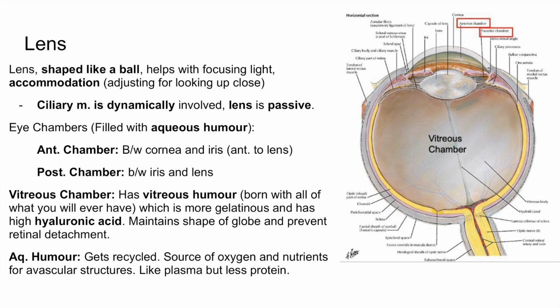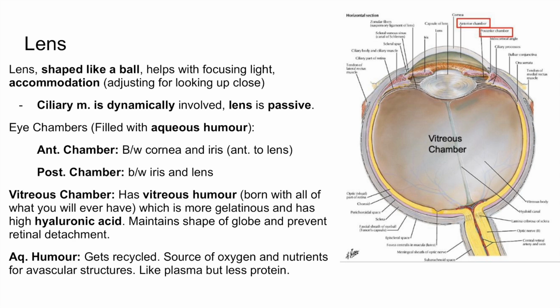Now, shifting to chambers of the eye, the anterior and posterior chambers are both filled with what's called aqueous humor. And this is a clear fluid that functions similarly to plasma but has less proteins and is constantly produced and recycled. The anterior chamber is the space where the cornea and the iris sit, so it's anterior or in front of the lens. And the posterior chamber is smaller and lies between the iris and the lens.